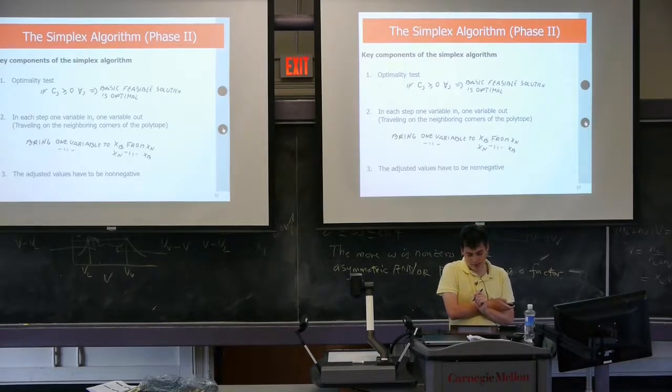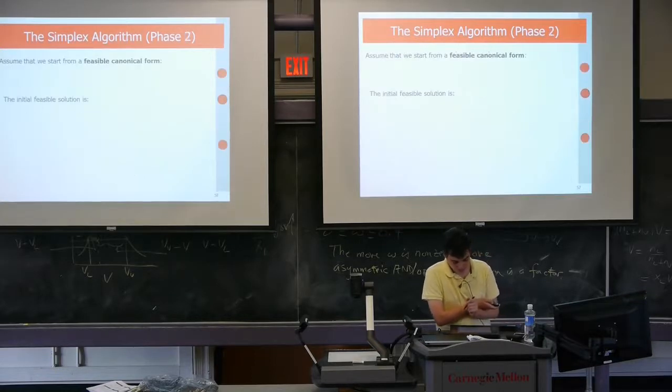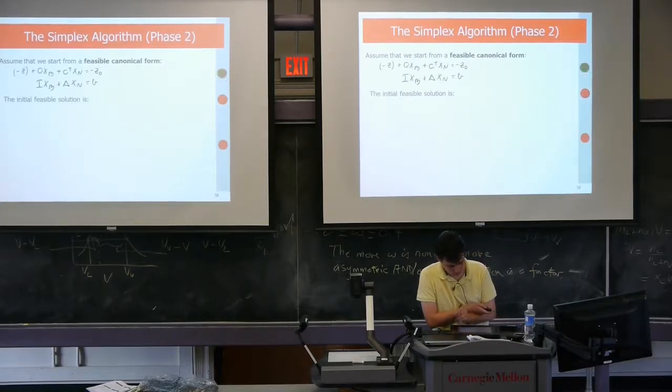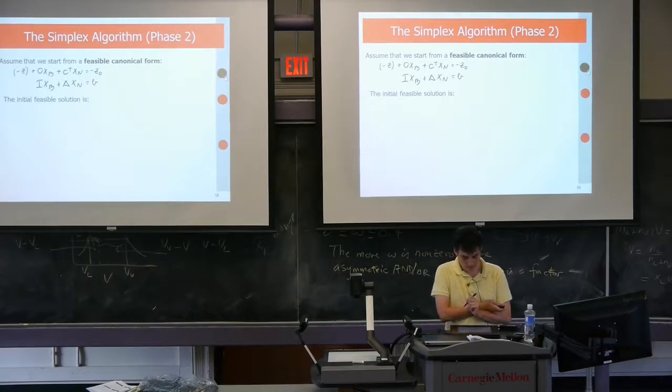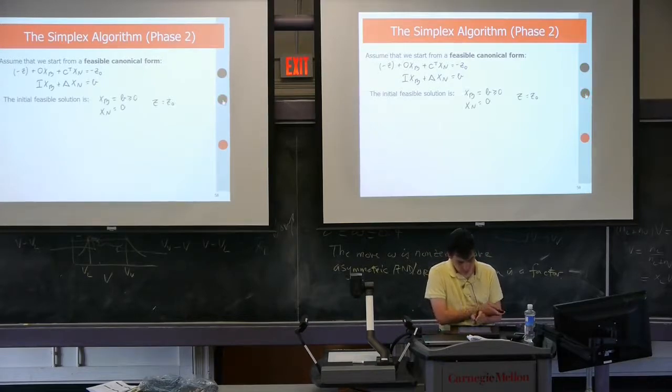You increase that value from 0 to such a value that your solution has to be feasible. We started from this feasible canonical form. The feasible solution was that xB was b and the non-basic variables were all zeros.